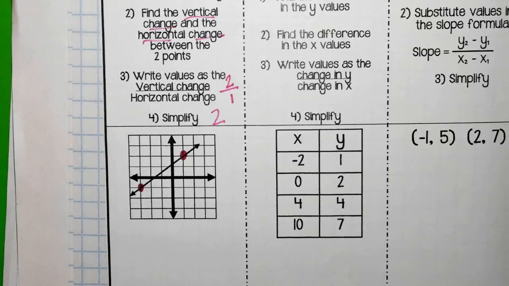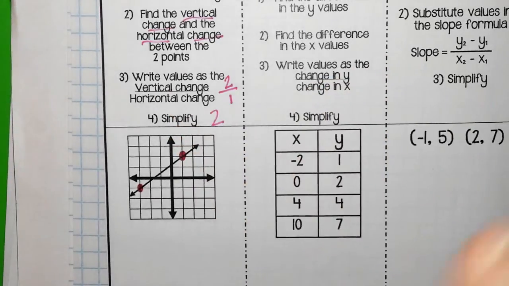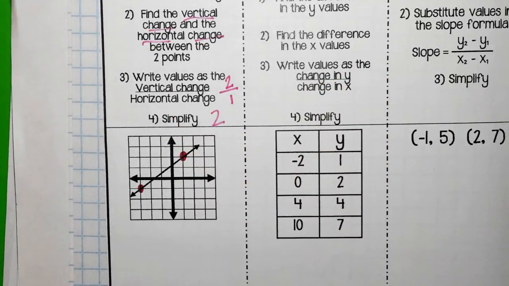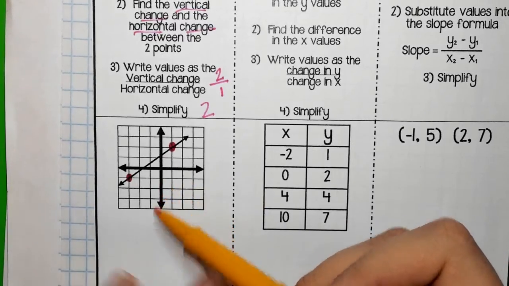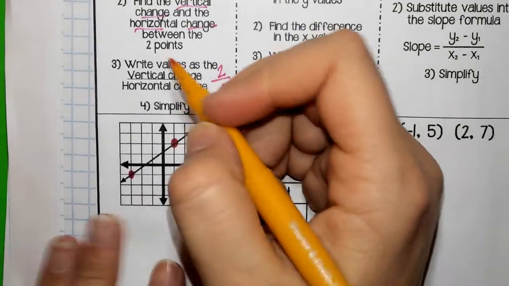All right, Damien, can you tell me the vertical change? Well, you gave me a thumbs up. So you're done, but you don't know it. Maybe you're supposed to find the vertical and horizontal change. Okay. Kimberly?